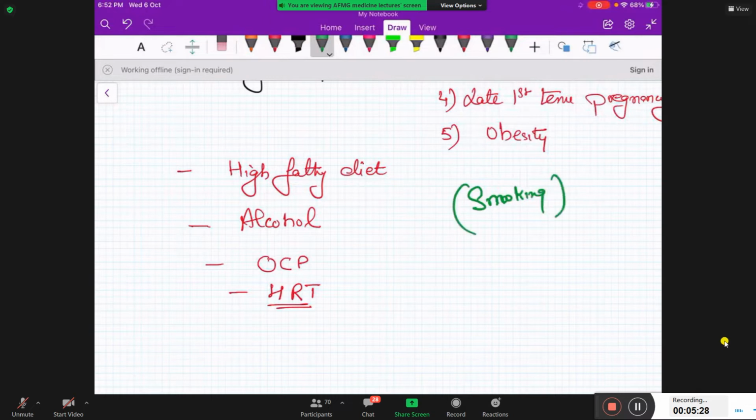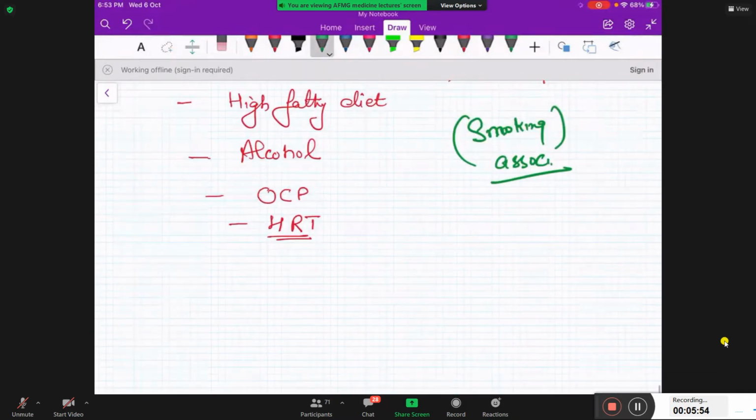as an association with carcinoma breast, but it is not a direct risk factor. Smoking is not a direct risk factor for carcinoma breast. Important.